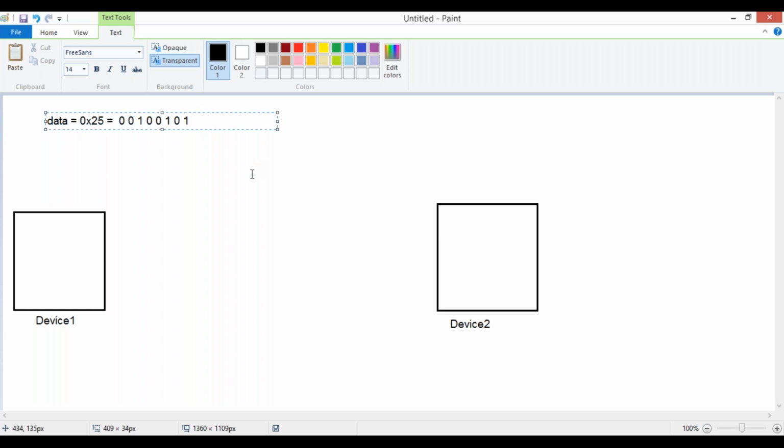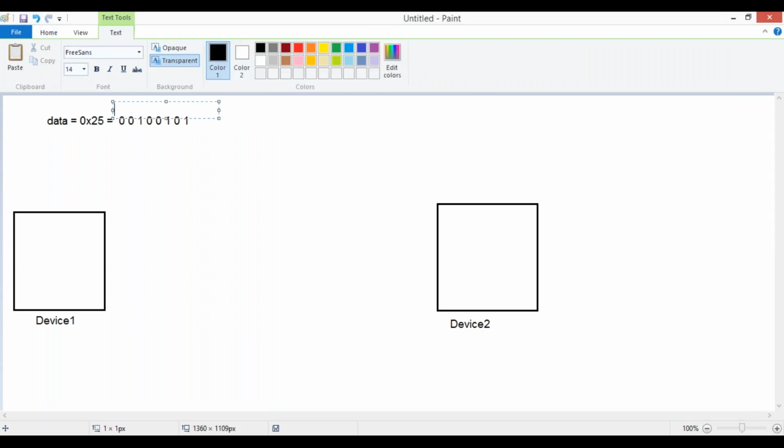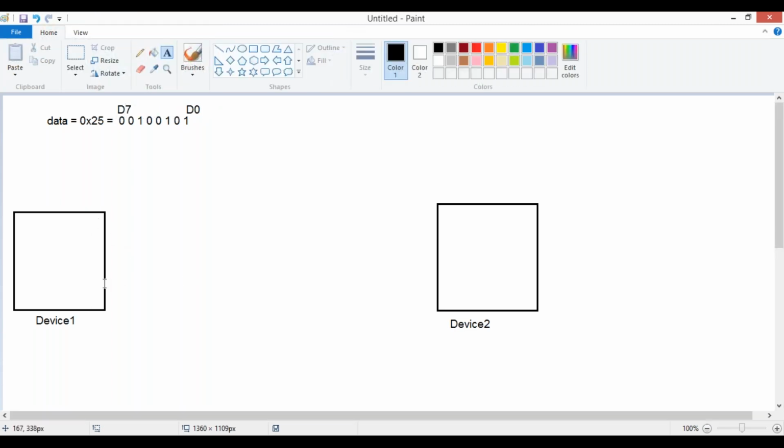0101. Am I right? So if you observe in this data, what is happening? This is your MSB bit D7, and this is your LSB bit, which is nothing but D0. Correct? Yes or no? Fine. Now let's assume communication: this device 1 wants to transmit the data to device 2. Now let's assume device 1 started transmitting the data.